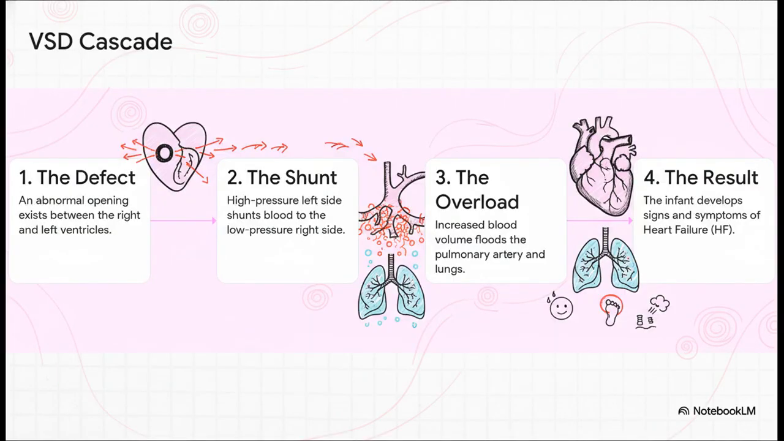Let's trace this whole chain reaction using a classic example, a ventricular septal defect, a VSD. That's just a fancy name for a hole between the two bottom chambers. So step 1, you've got a hole. Step 2, the high-pressure left ventricle shoves blood through it. Step 3, all that extra blood overloads the pulmonary artery and just floods the lungs. And the end result of that whole domino effect: the lungs get congested, the right side of the heart gets totally overworked, and it all leads to signs and symptoms of heart failure.